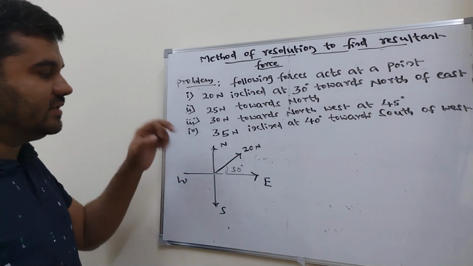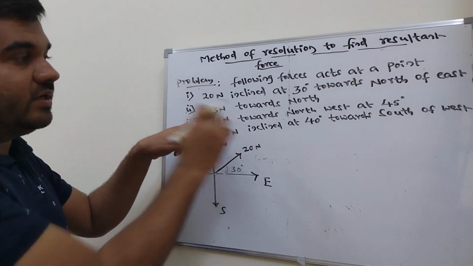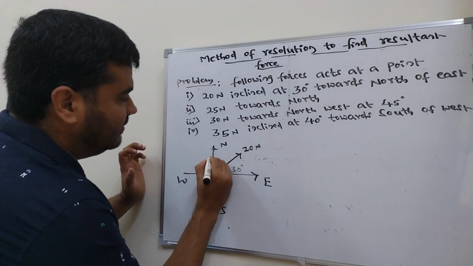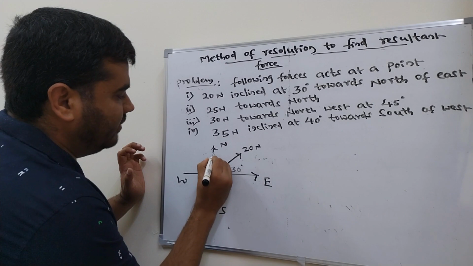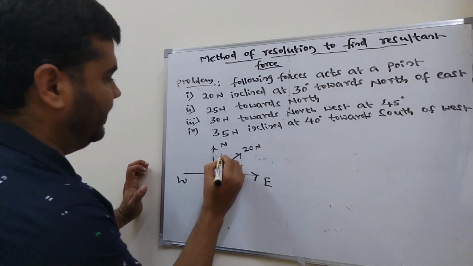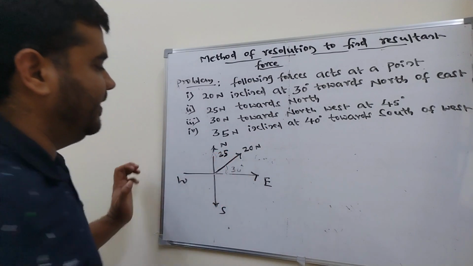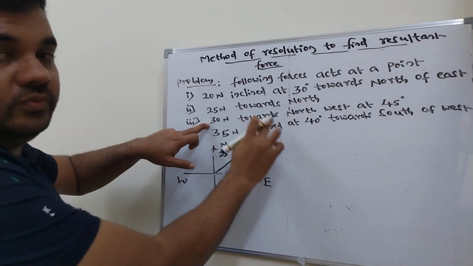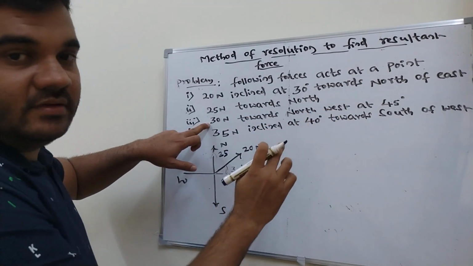If you go to the second force, 25 Newton towards north. Where is the north here? This is the north. Directly here you are getting the force. Here you are getting direct force. That is the 25 Newton.